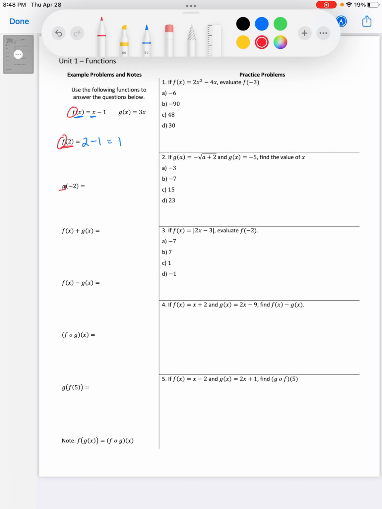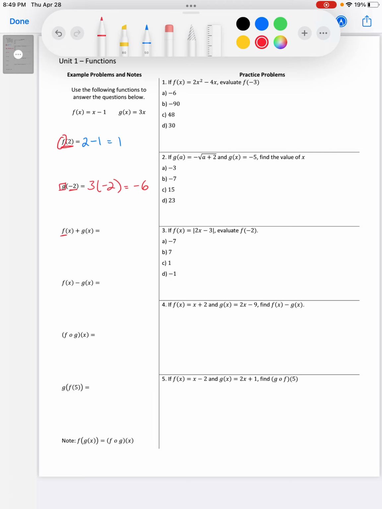Next one, that's a g. We're going to be using the equation that says g. Instead of x, we're plugging in negative 2. So we're going to have 3 times negative 2. I like to put parentheses because if I was to type this in the calculator, our calculators can get finicky with negatives. So I always like to use parentheses. So 3 times negative 2 is negative 6. Okay, let's go to the next one.